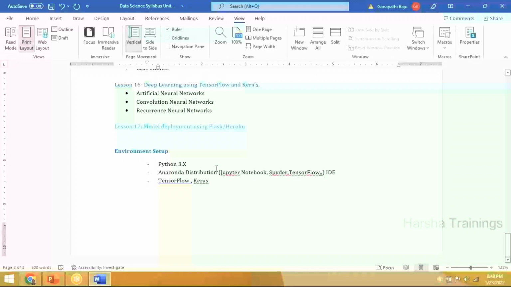This is a free version. Anaconda is a free version, but definitely you are going to deploy your models in Flask modules or Heroku. Heroku is a cloud one. Now you are going to upload your model and you can deploy it, and you can work throughout the world.